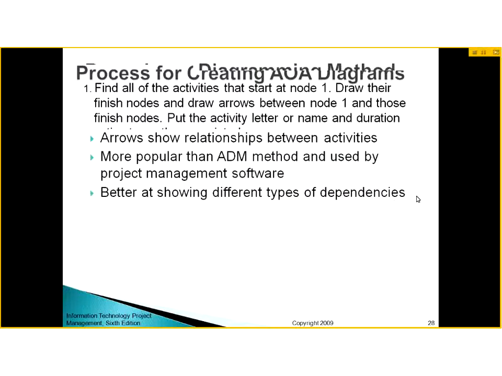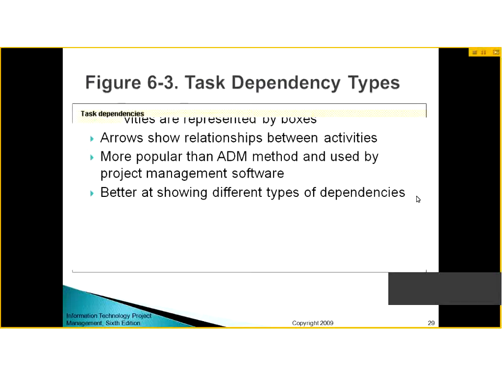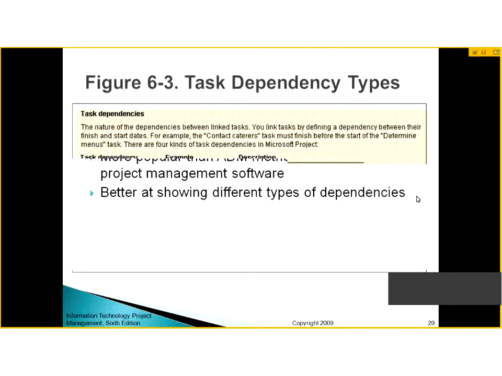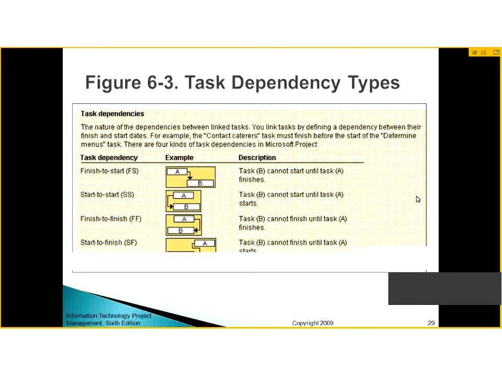This is the process of creating this diagram. The other type of diagrams are called precedence diagramming methods, where you represent activities by boxes and the arrows show a relationship. It is more popular than the arrow diagramming method and is used by project management software as well. And it is better at showing different types of dependencies. As I told you, dependencies can be finish to start, start to start, finish to finish, and start to finish. And we use these symbols to represent these dependencies.